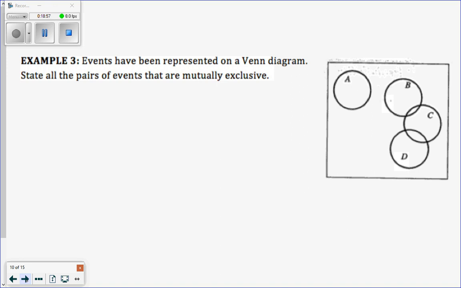So events have been represented on a Venn diagram. So you've got events A, B, C, and D. State all the pairs of events that are mutually exclusive. So again, what you need to get into your brain is this means no overlap. That's what you need to get thoroughly implanted in your brain. Okay? So which events have no overlap?